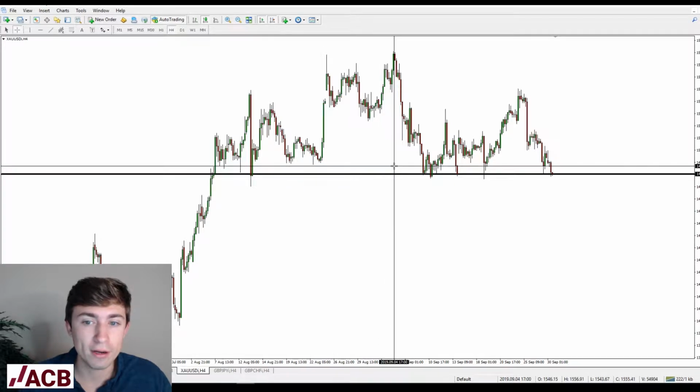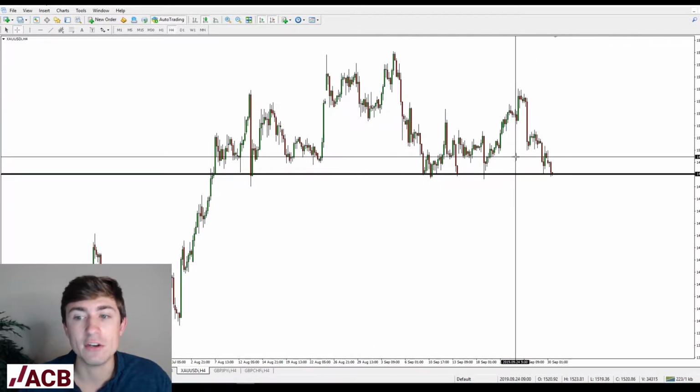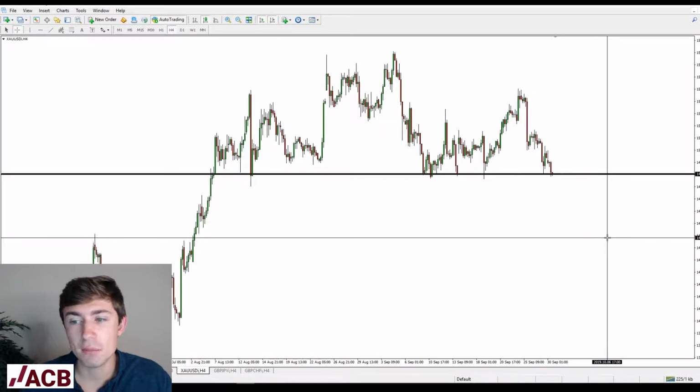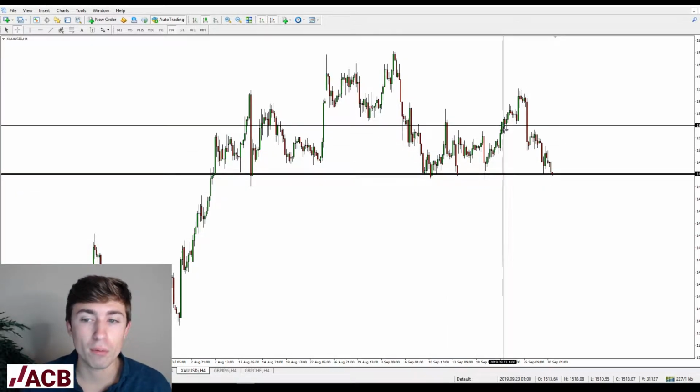A level of support that if this breaks, it might be a confirmation or a continuation of this head and shoulders pattern. And if we get some sort of retest, there might be some selling opportunity in gold, especially as this market starts to look more and more bearish currently.